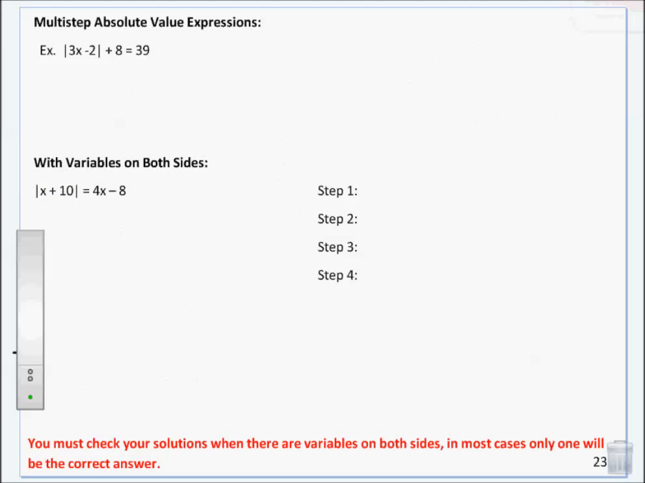Sometimes you have to get the absolute value by itself first. So when that happens, before we can split it, it has to be absolute value equals number before you can split. So let's see. And then there will be stuff in there. So absolute value equals number.